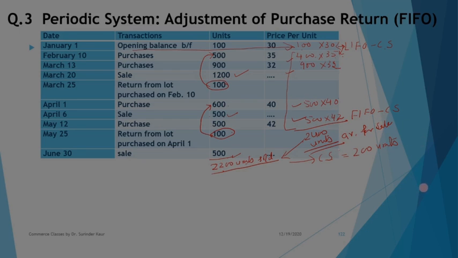Wherever we are following the weighted average method, in that case we'll consider all these lots to determine the weighted average price, and then that will be multiplied with 2200 units to find the cost of goods sold, and 200 units to find out the closing stock. So let us consider this one by one.